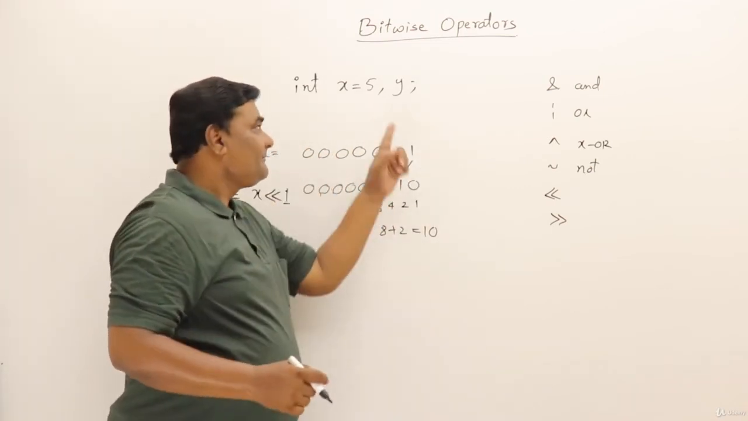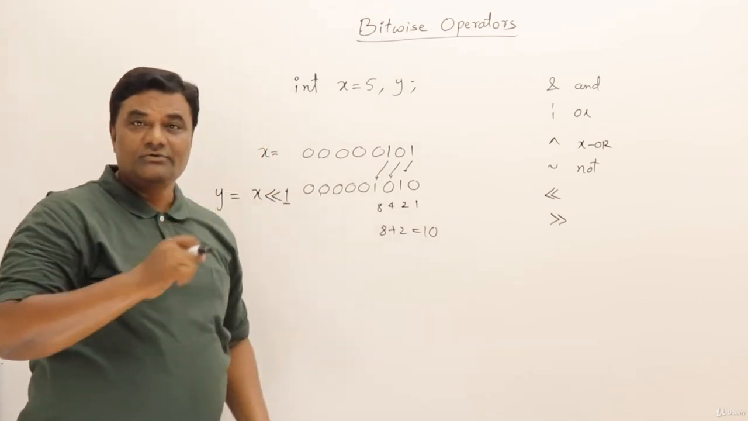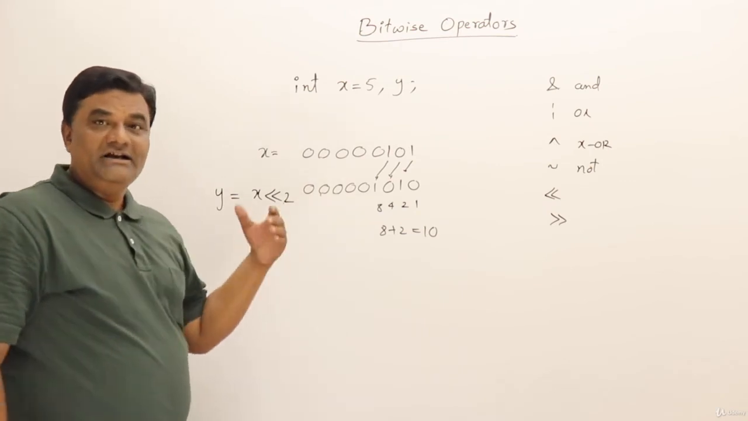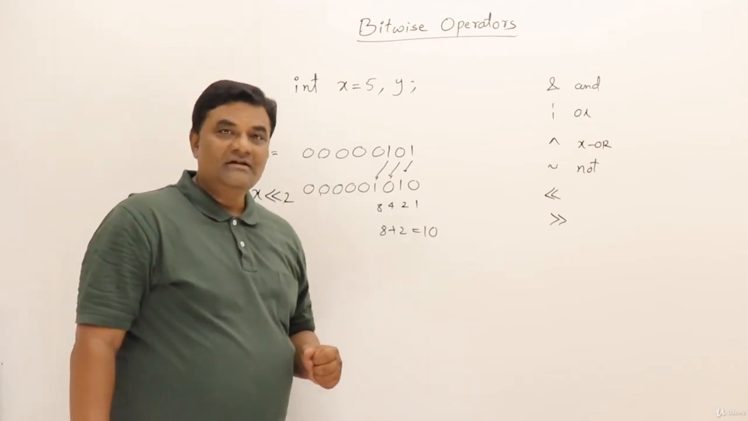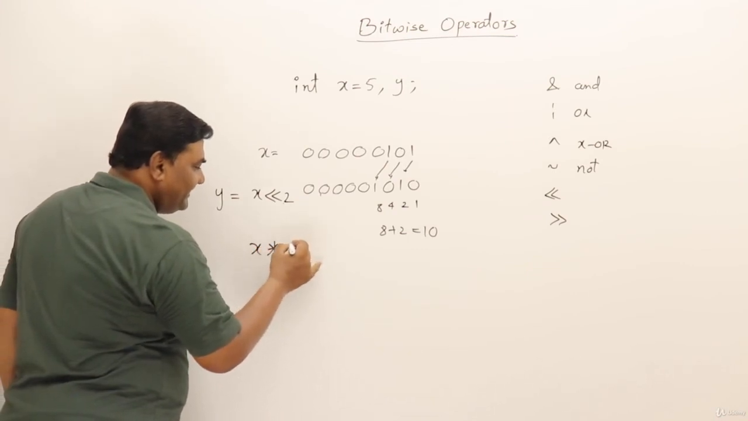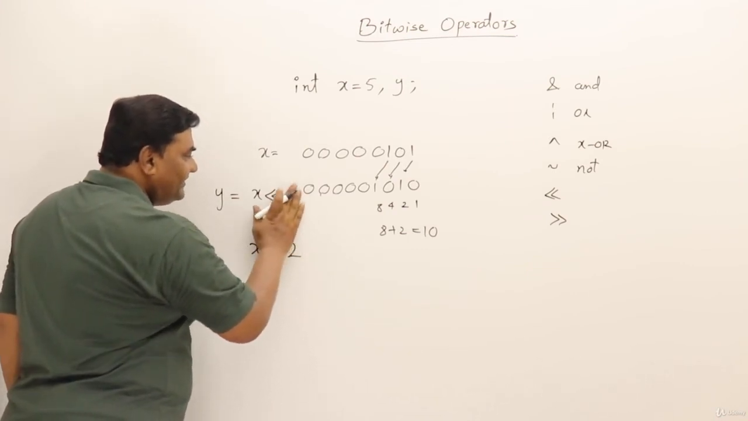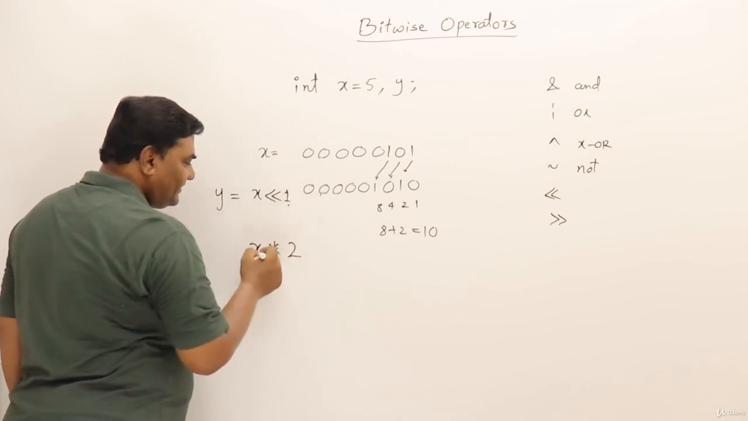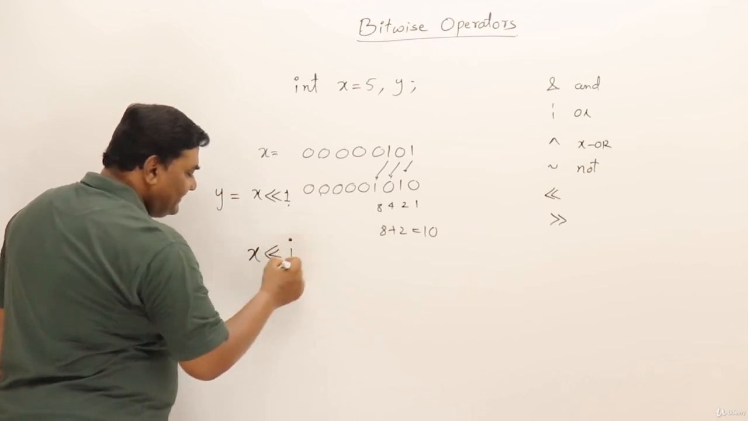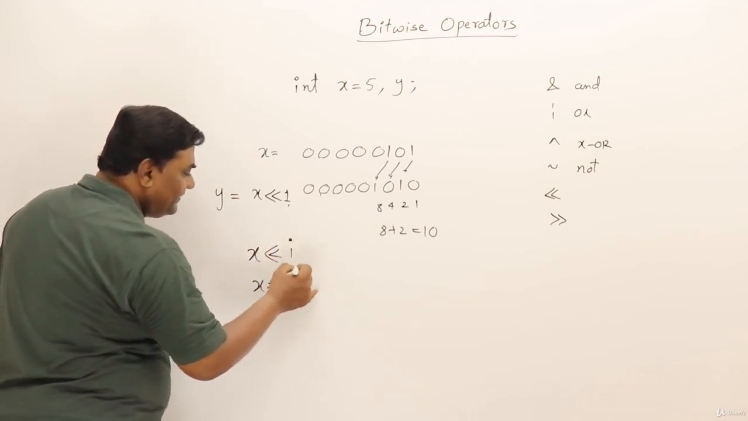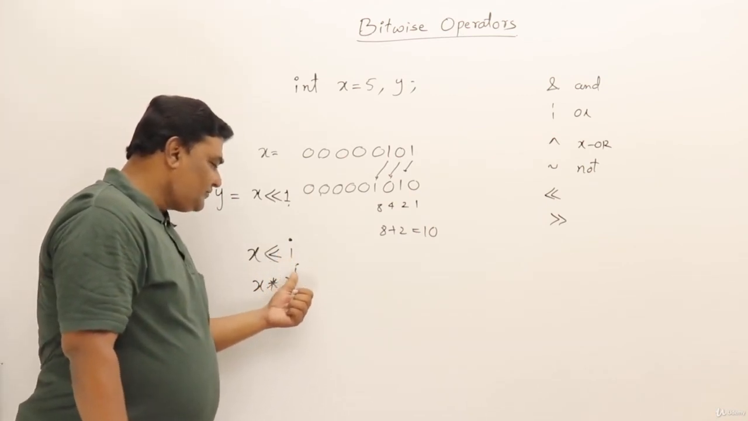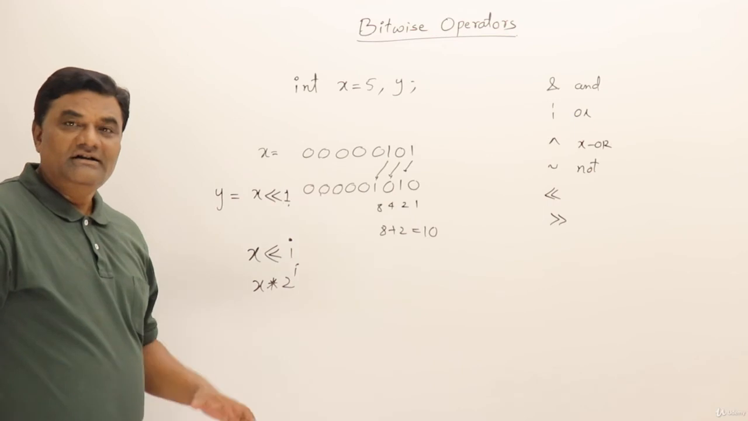by one space, then this 5 gets multiplied by 2. If you move them by 2 spaces, then it gets multiplied by 4. So whatever the value of x is, it gets multiplied by 2 power whatever number you write here. So if I say x left shift I, then this will be x into 2 power I. If it is 1, then it is multiplied by 2. If I is 2, then x will be multiplied by 4, and so on.